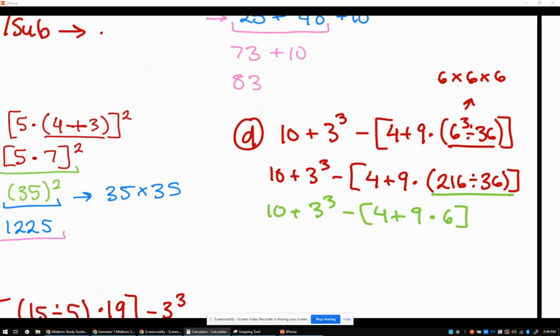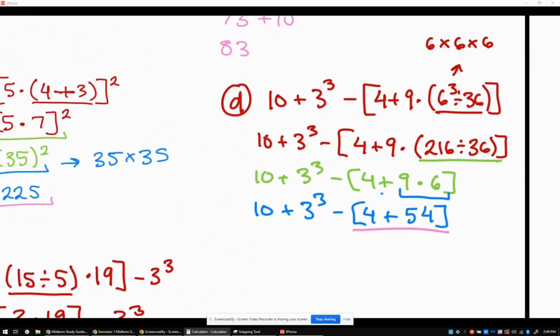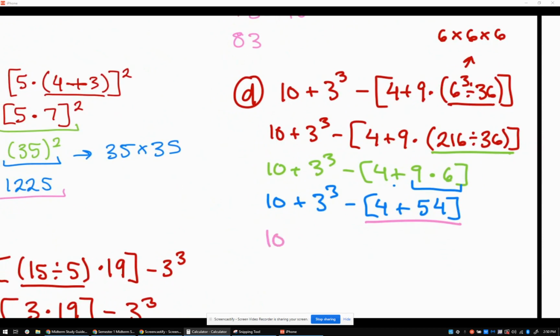Okay, and now we can start simplifying the inside of this bracket some more. I've got addition and multiplication. According to PEMDAS, I'm going to do the multiplication first. So 9 times 6, which is 54. Okay, I can now finish simplifying the bracket. I can do this addition. So 4 plus 54, which is 58. So this is minus 58.